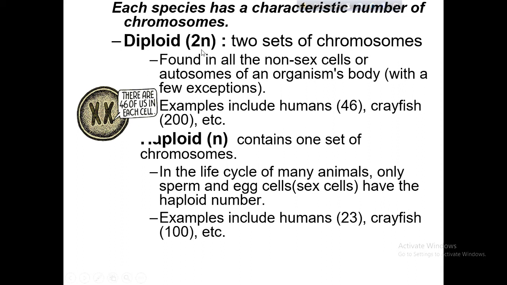Now let me give you the examples. In diploid chromosomes, one set is coming from the paternal source or maternal, and the other is from the alternative source. But the diploid type of cells or chromosome pattern is found in all types of non-sex cells. Please keep in mind these are found in somatic cells or autosomes of an organism, with a few exceptions. For example, humans have 46, crayfish has 200. That means humans have 46 chromosomes, 23 coming from mother and the rest of the 23 coming from father. And that is why they are called a diploid set of chromosomes.